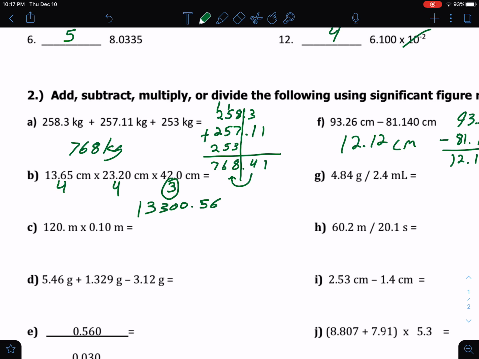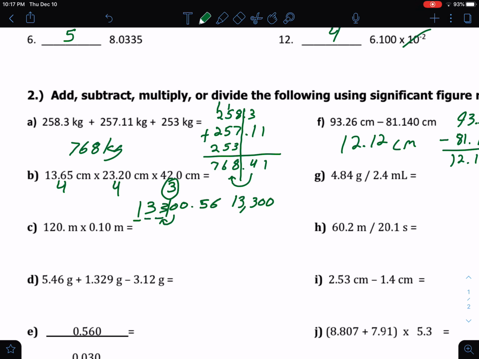Okay, but I can only have 3. Okay, so that means I've got here, here, here. So 1, 2, 3. I would draw my line. Okay, so this 0 tells me that I'm not going to round that up. So my answer would simply be 13,300.